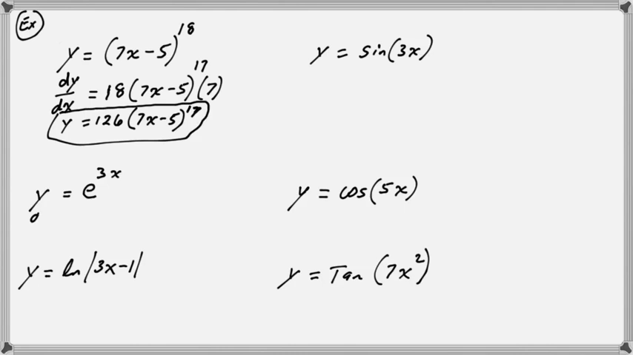Okay, if I had to find the derivative down here, the derivative of e to a power is e to the same power times the derivative of the power. So it'd be 3e to the 3x.